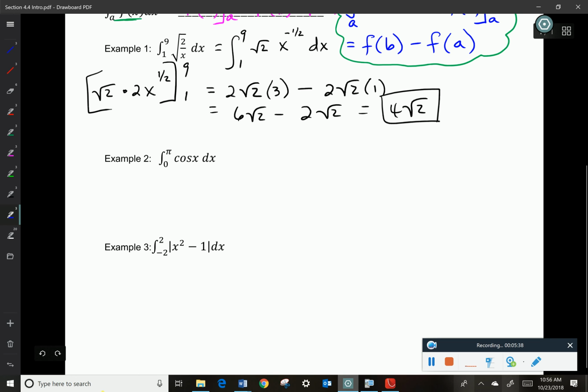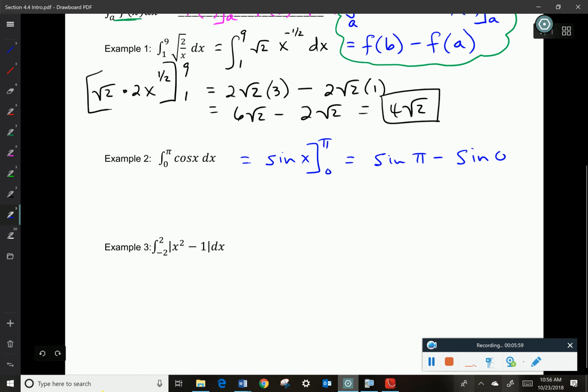If I'm going to evaluate this, first of all, I'm going to integrate the cosine. Let's see, that takes me back to sine. So I need to think about it. The derivative of sine is positive cosine, so that's going to stay positive. And then I would evaluate this from 0 to pi, which means sine of pi minus sine of 0.